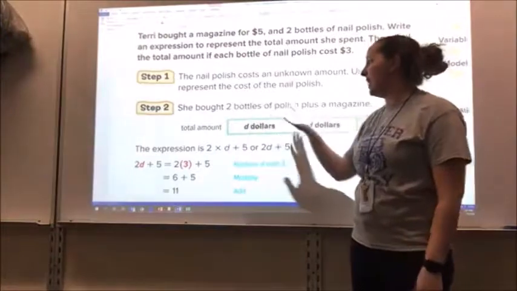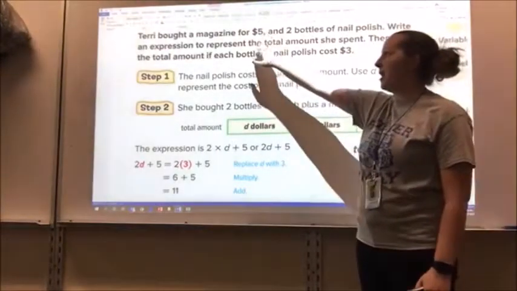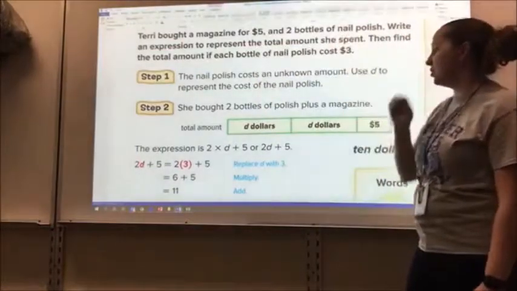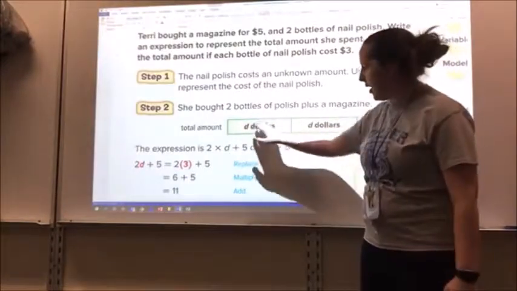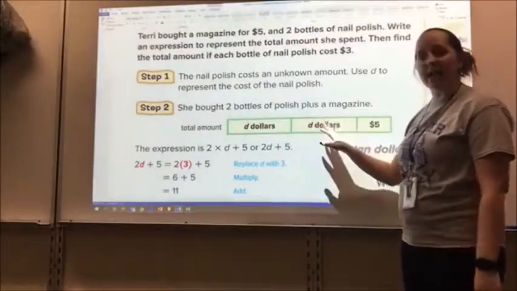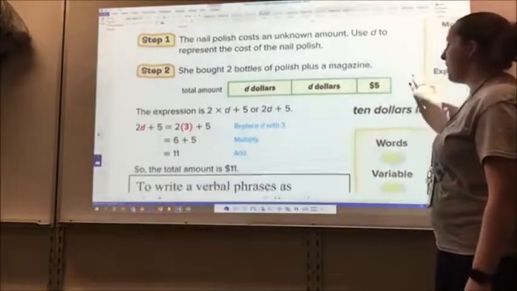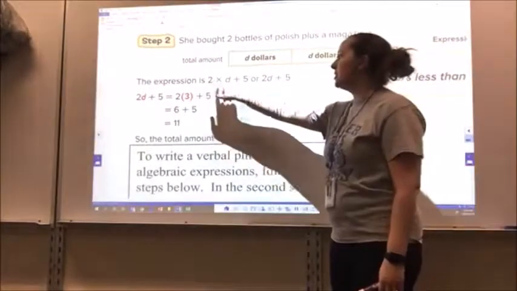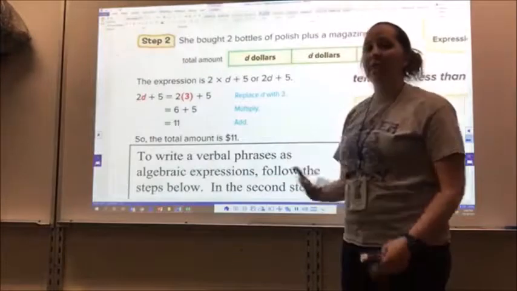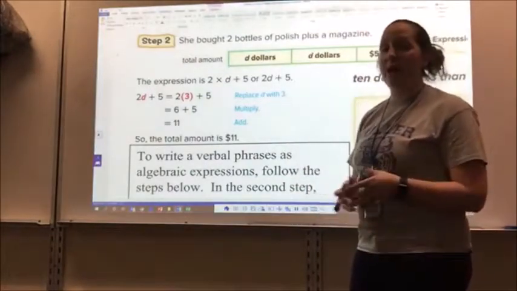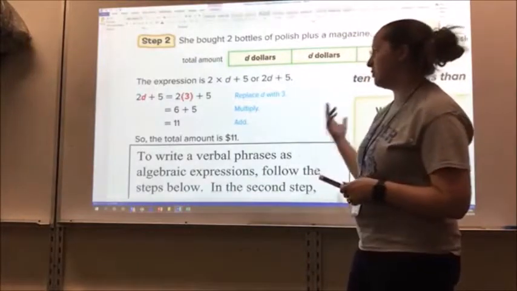She bought 2 bottles of polish plus a magazine. That's what they told me. So my total amount is D dollars. This is 1 nail polish. D dollars, a second nail polish, which I don't know how much they cost, and a $5 magazine. So my expression is 2 times D plus 5, or 2D plus 5. I have 2 nail polishes. They cost D dollars each, so 2D, plus the magazine, which is $5.